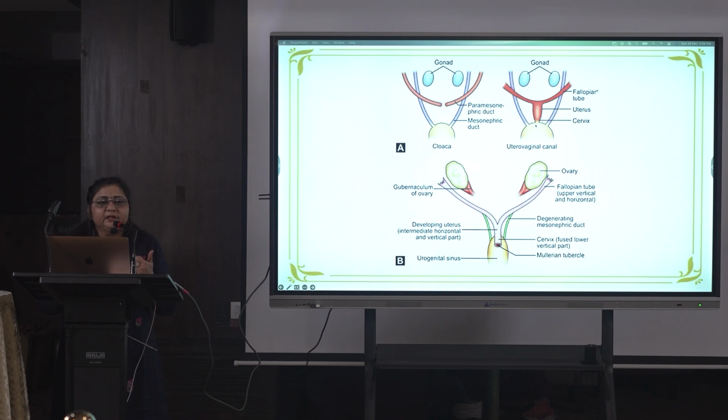So paramesonephric ducts will give rise to uterus and fallopian tubes. The fallopian tubes are formed from the lateral most part of the paramesonephric ducts, which are coming like this. They come and unite and form a uterus in the center with cervix and upper 2/3 of vagina. So these are sitting on the urogenital sinus. From this urogenital sinus, we are getting the sinovaginal bulbs, and from these sinovaginal bulbs the lower part of the vagina develops. So I think it is clear to all of you.